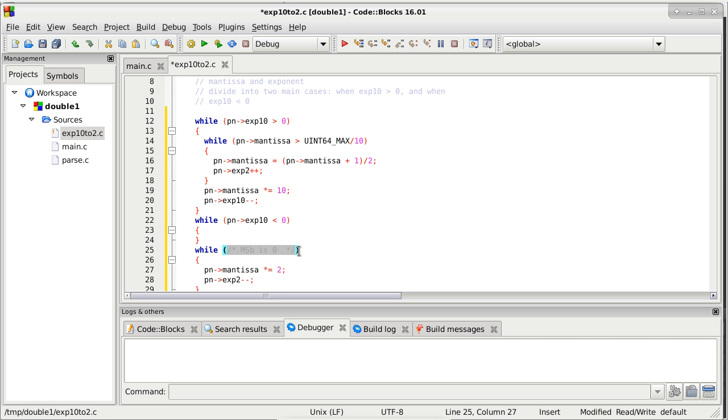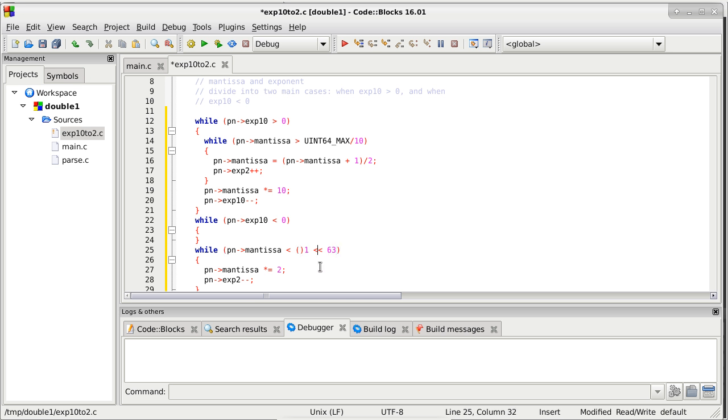When mantissa is less than 2 to the power of 60, 50. No, this is not about 50. We want bit 63 set. Okay, but the idea is the same. So that works. One way to answer this question is to say as long as mantissa is less than 1 left shifted 63 times. And if you prefer to use parentheses, you can do it like this.